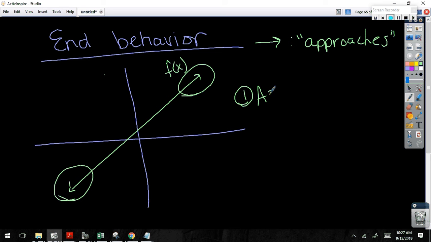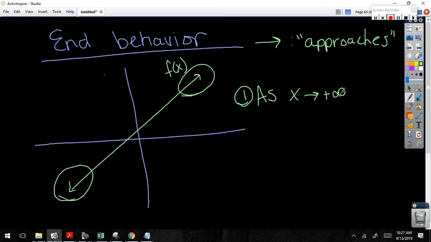As x, so this is my x-axis, this is my y-axis, right? As x approaches positive infinity. So tell me what you know about that. What does that mean as x approaches positive infinity? As it goes on forever. Forever which way? To the right. Do we all understand why that's to the right?